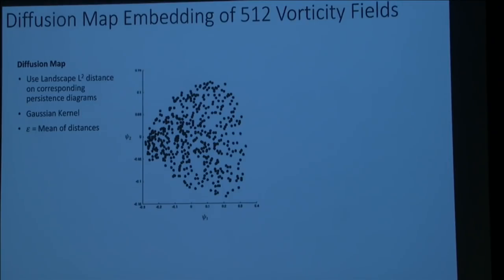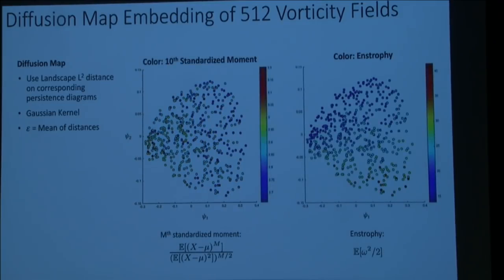Once we do this, we apply our diffusion map embedding. We use this landscape L2 distance using a Gaussian kernel, and then that epsilon parameter we just set to be the average value of the distance matrix, and we get this plot here. And our question was, what is that x and what is that y organization in the scalar fields? We were able to find these two relationships.